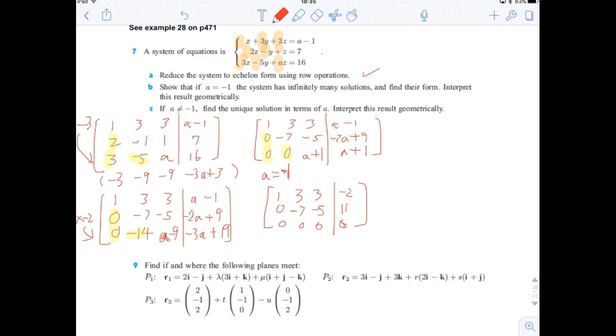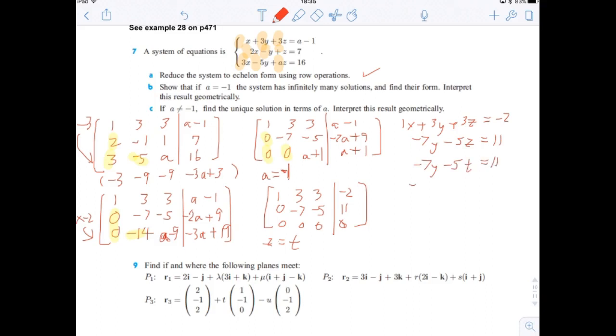We know that z can be anything. Now what about x and y? So we know that z could be t. We'll say that z equals t, because z could be anything. And then we're going to use the other two equations, which are x plus 3y plus 3z equals -2, and we also have -7y minus 5z equals 11. So instead of z, we're going to just put t. So we're going to have -7y minus 5t equals 11.